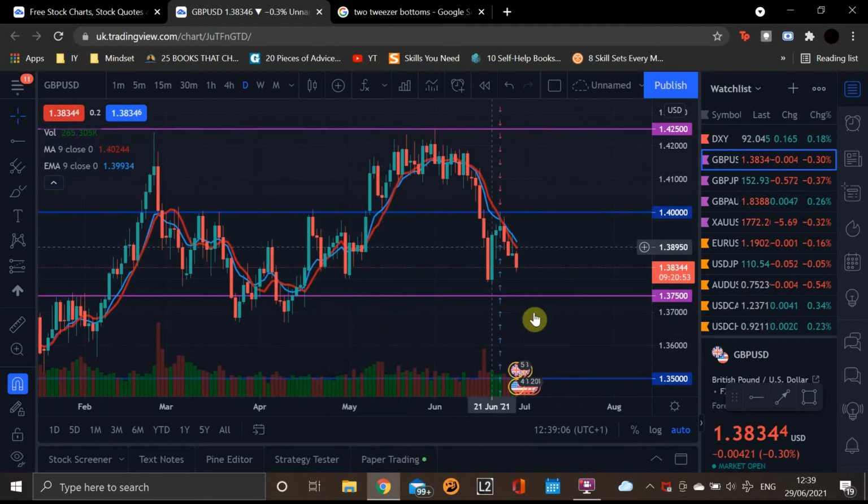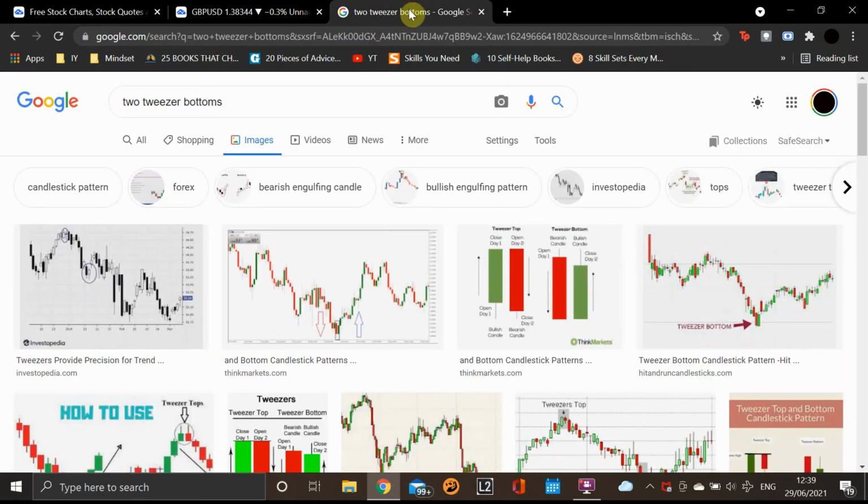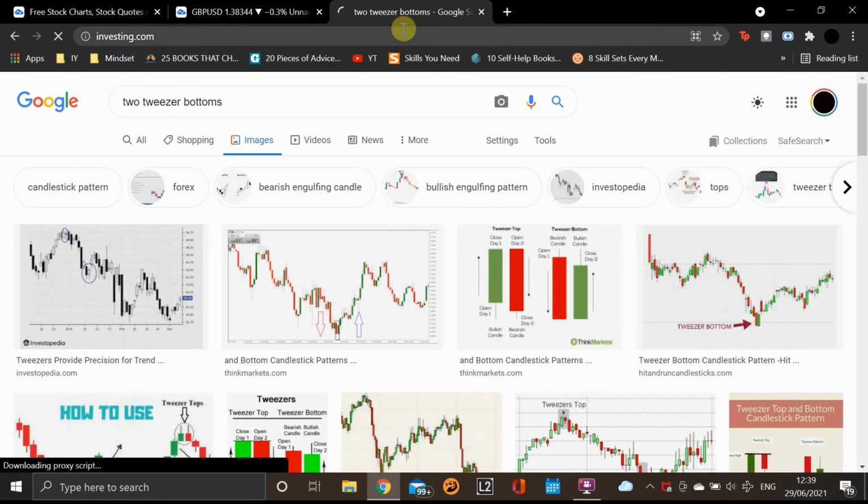seems to be going down. I think it's going to touch this or maybe break through this to touch this resistance point. But let's check investing.com and see what the news is saying.